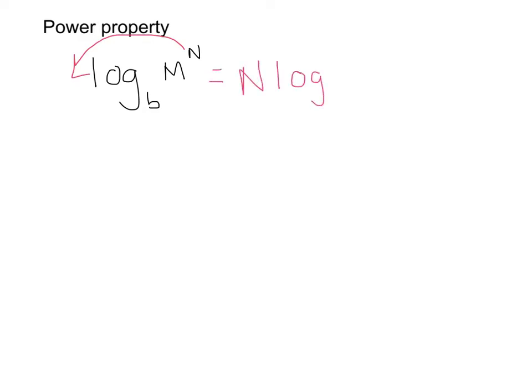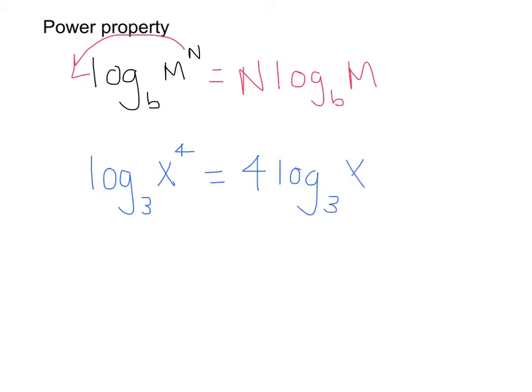The power property says that if you have the log base b of m to the n power, you can take the n and move it out in front. So that would give you n times the log base b of m. An example of this is if you had the log base 3 of x to the 4th power, you would take the 4, bring it out in front, and then you would have the log base 3 of x.